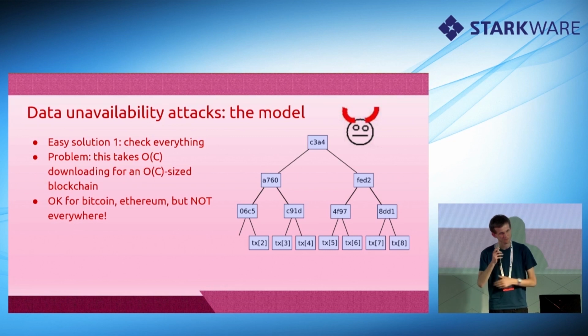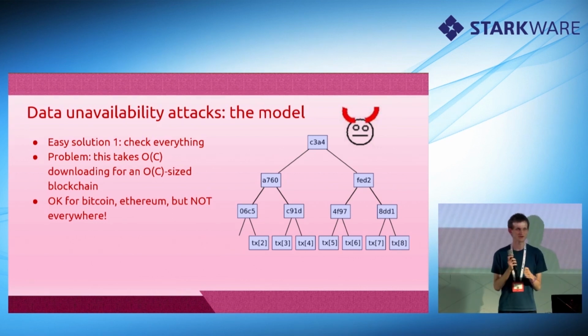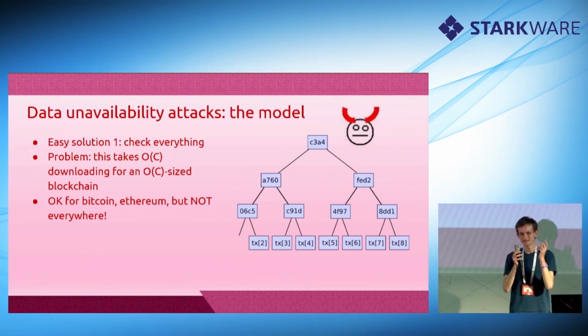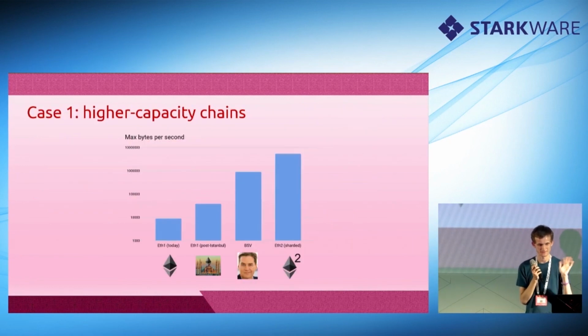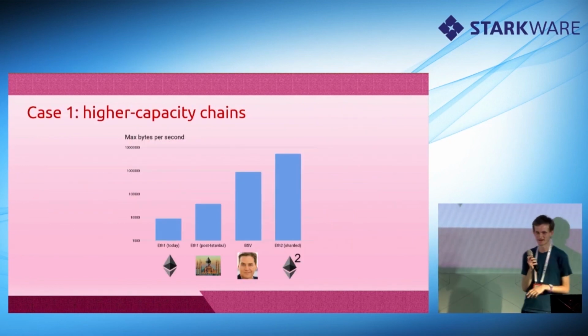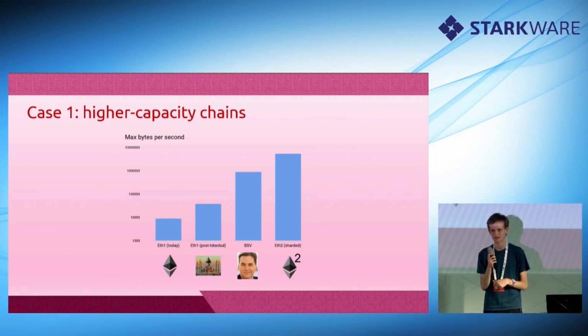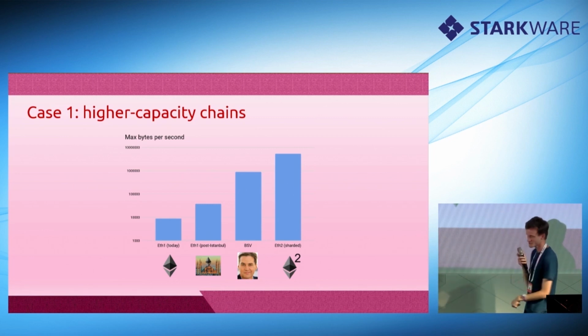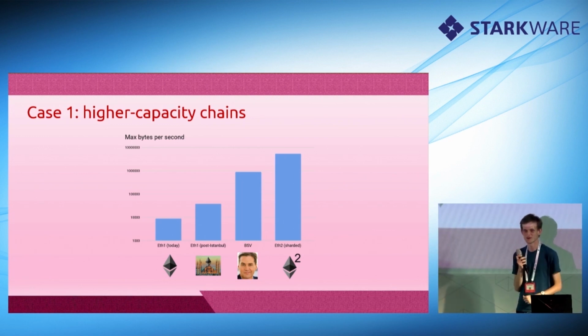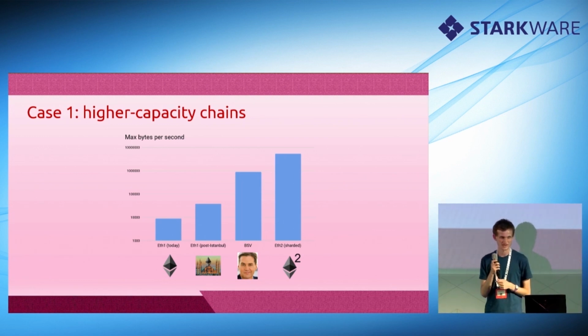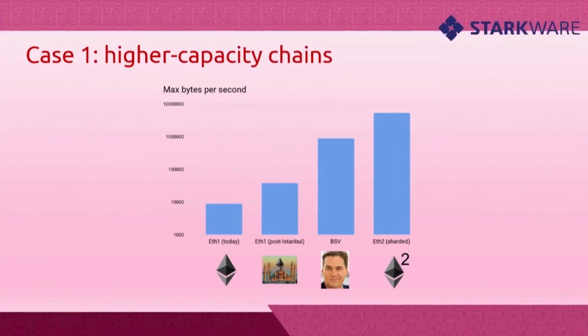So easy solution one, check everything. For O(C) data, this obviously takes O(C) bandwidth. It's okay for existing blockchains, but there's plenty of contexts in which it's not okay. Context one, higher capacity chains. So that's Ethereum today, Ethereum after the Istanbul hard fork that'll reduce the call data gas cost from 68 to 16, the Craig Wright chain, and sharded Ethereum with its 1024 chains also plans to be very high, right?